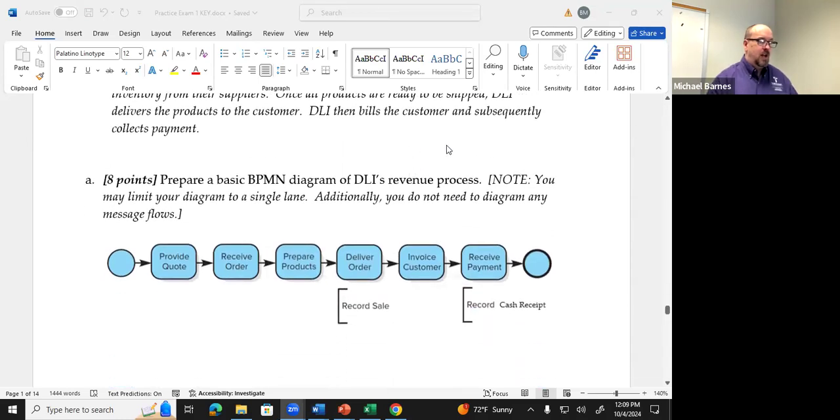So you do not need to diagram any message flows. There's just a single lane item. This is going to look very similar to the one we saw in the slides. And in fact, it is nearly identical, okay?